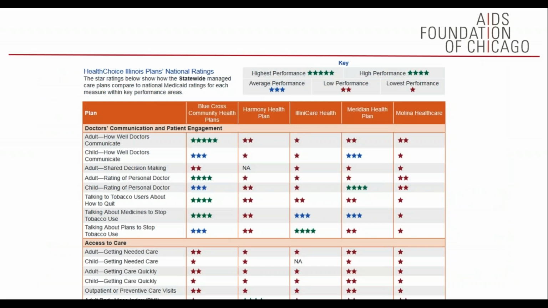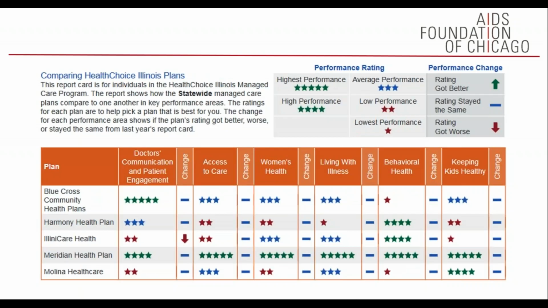This next visual shows, so the first visual that was on the screen just before this one, if you can go back to it for a second, showed the kind of categories. So categories, you'll hear us say domain, are the things that say like doctors' communication and patient engagement, access to care, women's health. Those are domains or categories, and that's how they're referenced in the law.